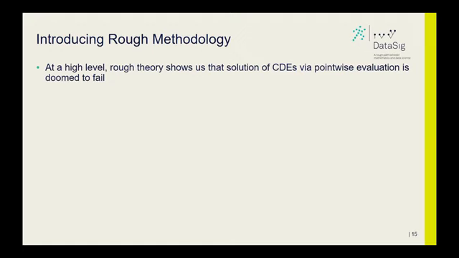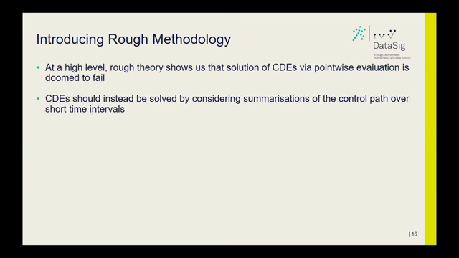So now onto the rough approach. So as Terry explained in his first talk, at a very high level, the ideas behind rough theory show that the solutions of these equations are not best solved via point-wise evaluations of the data, and in fact, in a lot of cases, they're doomed to fail. What instead should happen is that we consider these local summarizations of the data over short time intervals, and it's in these summarizations that we can update our solution much more effectively than via these point-wise evaluations.